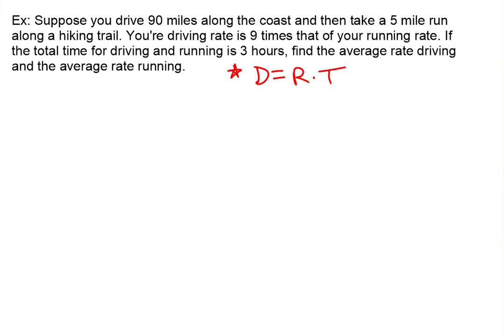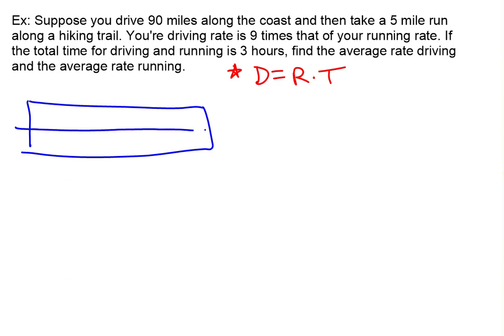So we're going to go ahead and use the same strategy, which is let's go ahead and set up a chart, ideally with a couple rows and a few columns in it, because we can put our formula across the top, rate times time equals distance. Let's try to figure out in this problem why we have 2 rows.